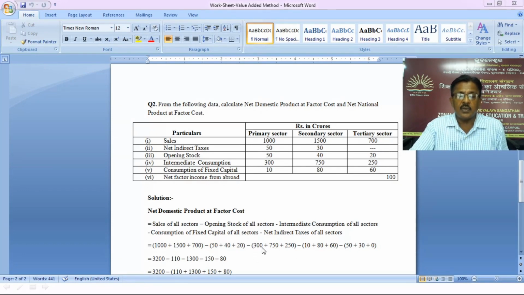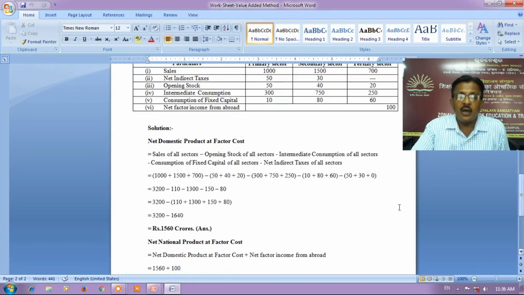This is the bracket over here, 300 plus 750 plus 250, minus this consumption of fixed capital, 10 plus 80 plus 60, and minus this net indirect taxes. So net indirect taxes is given over here, 50 by primary sector, secondary sector 30, and tertiary sector no net indirect taxes. So 50 plus 30 plus 0. So the result is 1560. You can get the addition, then subtract and get the value as it is given. I have done it over here, so the result is 1560 crores.